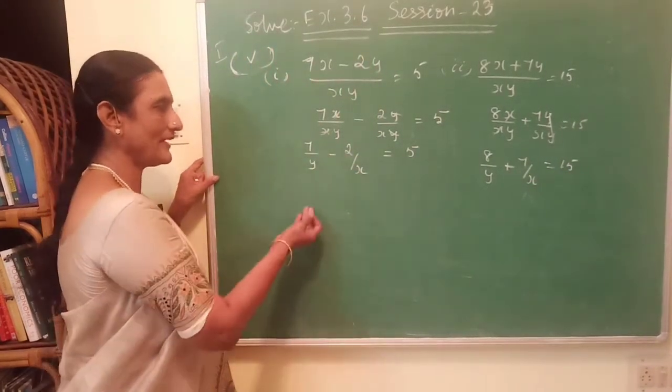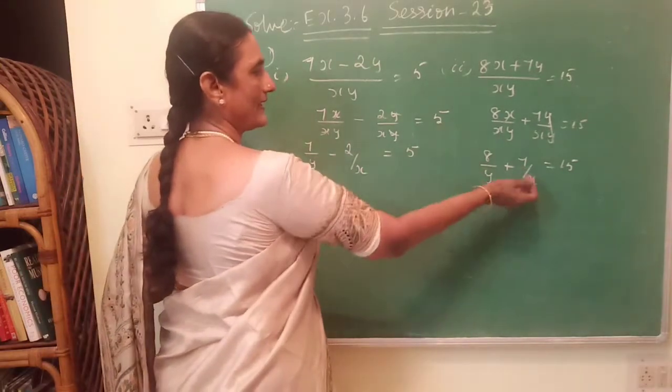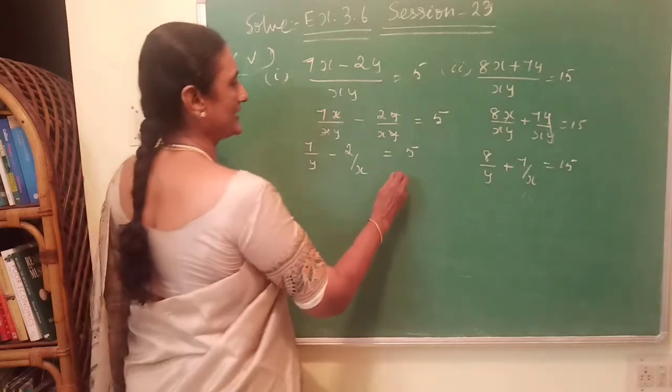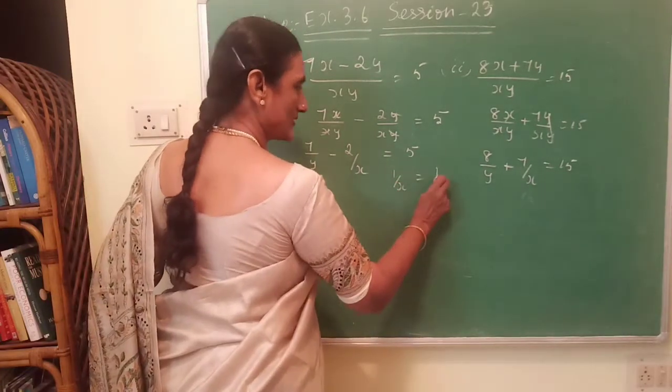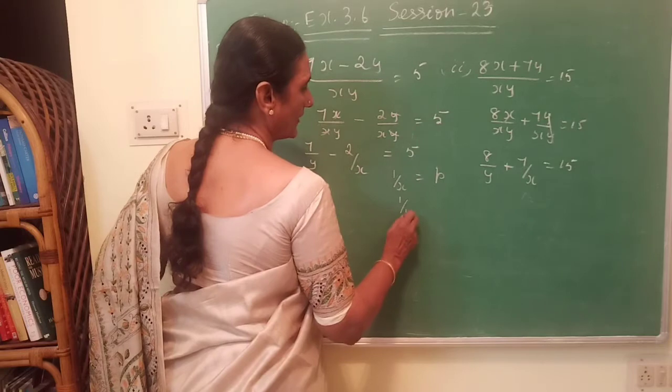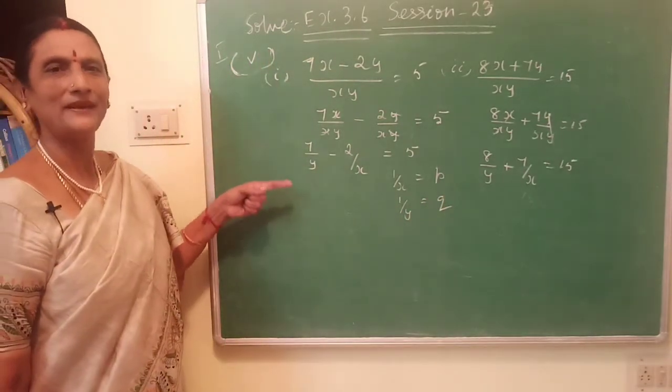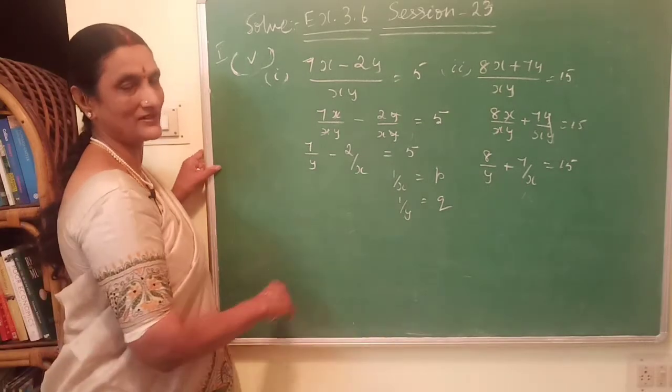Okay, now 7 by y, 2 by x; 8 by y, 7 by x. So what are we going to do? We are going to have the substitution 1 by x is equal to some p and 1 by y is equal to some q. So if you do it, then the problem becomes very simple like the other subdivisions that we did.